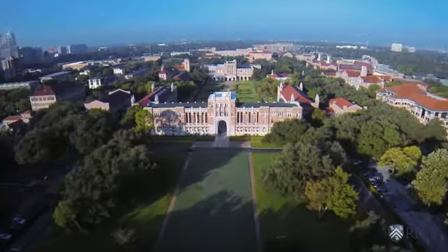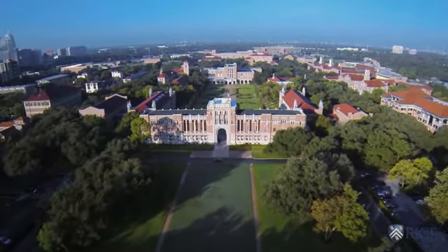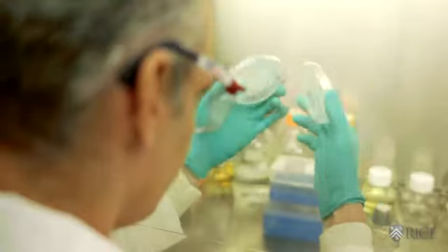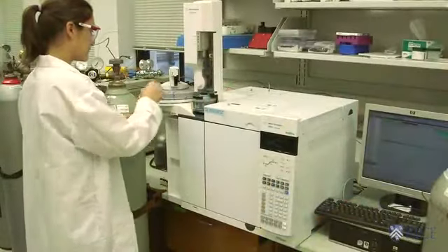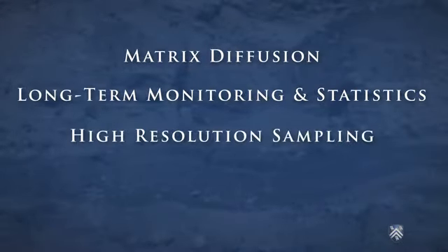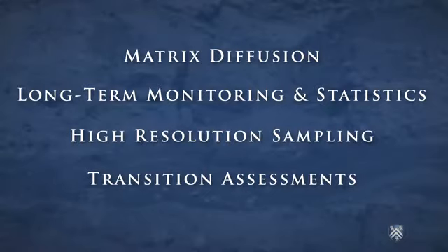We cover MNA topics that were developed at the top environmental research labs across the country and the world, including Rice University. These topics include abiotic degradation, biodegradation, natural source zone depletion, and molecular biological tools. We examine materials starting in the 1990s, as well as material in the most recent journal articles and research of today, covering materials such as matrix diffusion, long-term monitoring and statistics, high-resolution sampling, transition assessments, and much more.